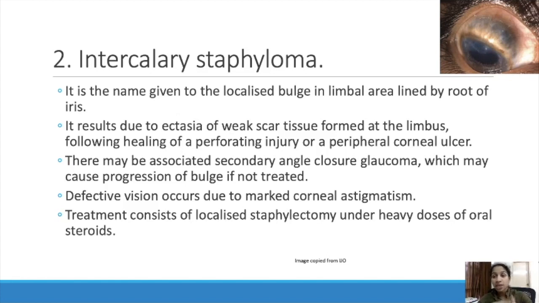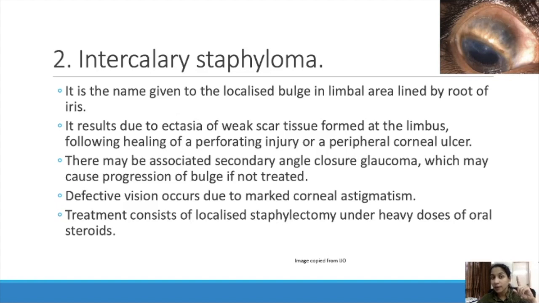Also, intercalary staphyloma is mainly formed after the healing of a perforated injury or a peripheral or marginal corneal ulcer. After that there will be bulging of structures through that weak portion. So that is intercalary staphyloma.